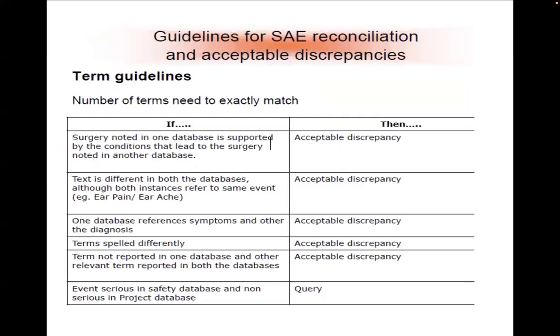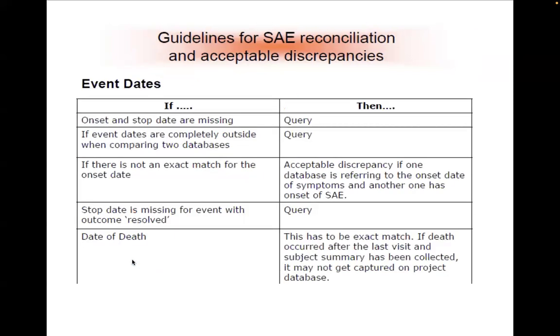But what are the common errors that happen? Surgery noted in one database is not supported by the condition. Onset and stop dates are missing in both the systems, and that means we will generate a query. And if event dates are completely outside when comparing two databases, so the two databases are checked and the event dates were completely outside of when the event occurred, in those cases we will generate a query.